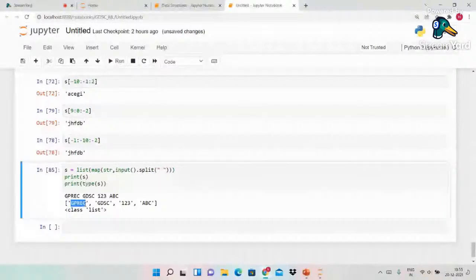So I think that is what this word map does here, okay? But I'm not quite sure about it. So I will check it once and I'll get back to you about it, okay? Don't worry. We will get back to it.